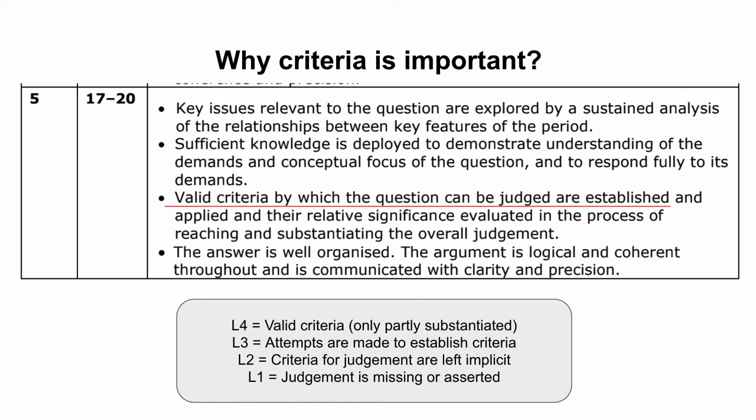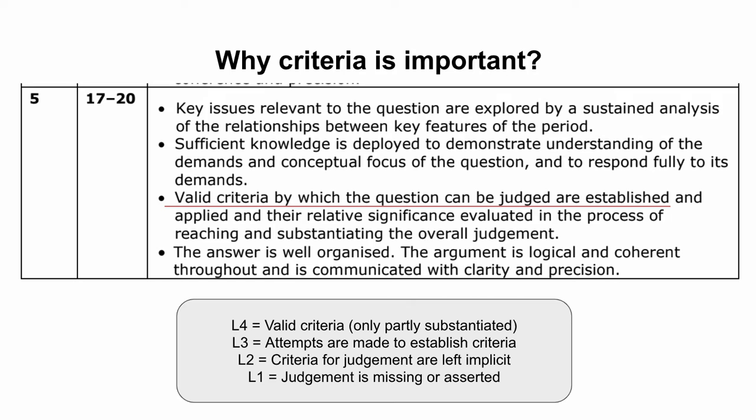Level 4, the level down, talks about valid criteria that are only partly substantiated. Level 3 talks about attempts are made to establish criteria. Level 2 talks about criteria for judgment being left implicit. And then level 1, there isn't really any judgment there. So what have we learned from this? To get to the top level, we need to have valid criteria that are applied and obviously established.